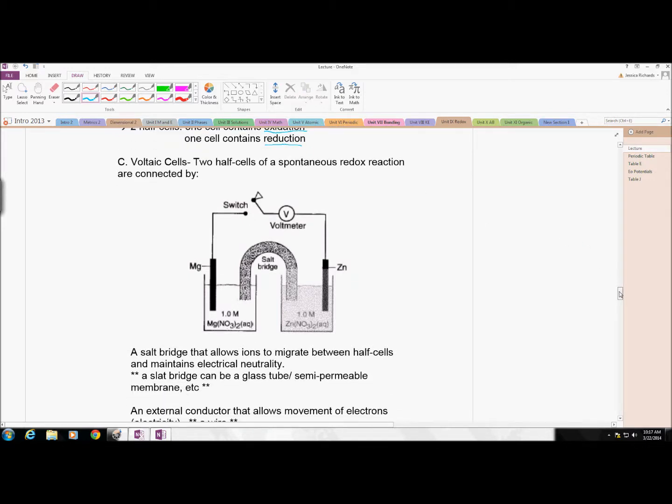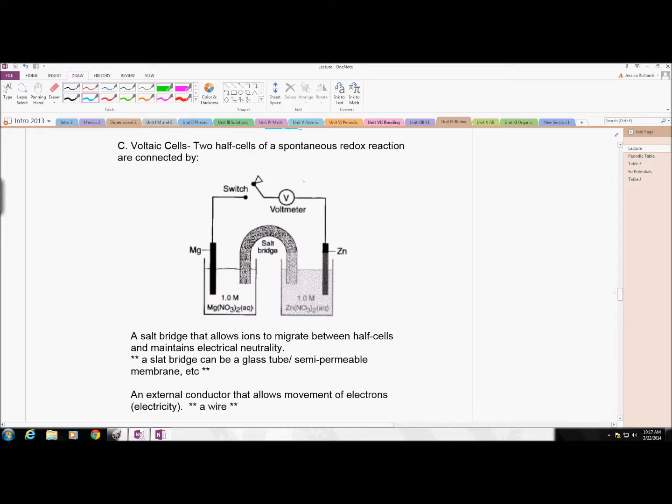We call these batteries voltaic cells. Electrochemistry is going to deal with a chemical reaction that produces a flow of electrons. So in our two half cells, we have a spontaneous reaction. We have it connected with a wire, and this is where our electrons are going to flow. A salt bridge, and this is where ions are going to flow back and forth. Those spectator ions will move back and forth to keep both sides neutral.